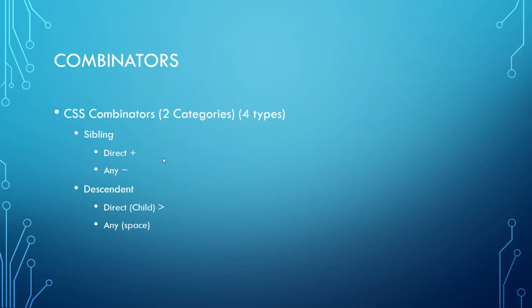So this is the most condensed summary of combinators that I could possibly come up with, and I came up with it for my own study because the more I can condense the information, the better I can study. It's a study sheet. So CSS combinators, 2 categories. Let's go over the categories first, and then the 4 types underneath. So categories: sibling and descendant.